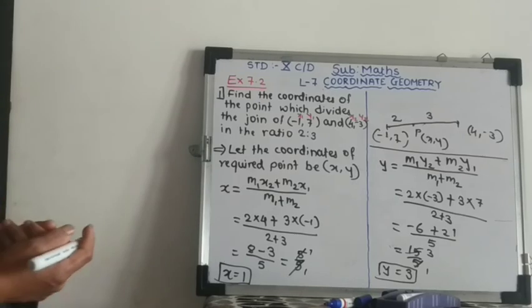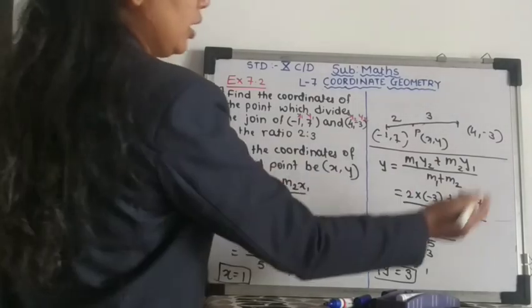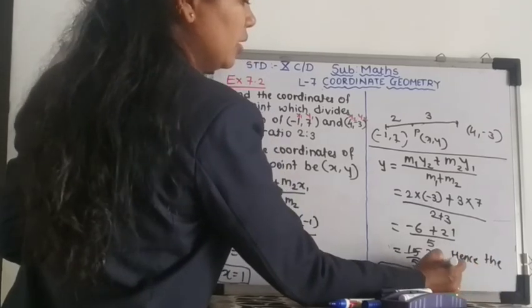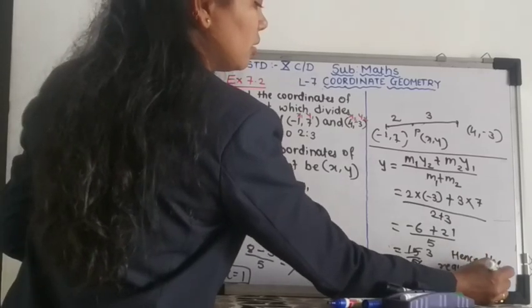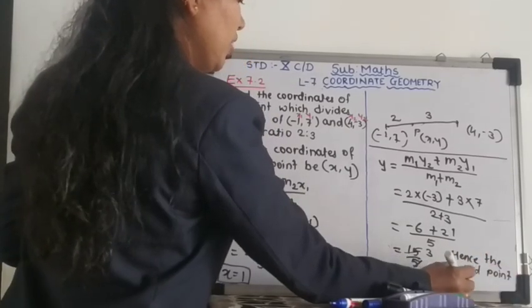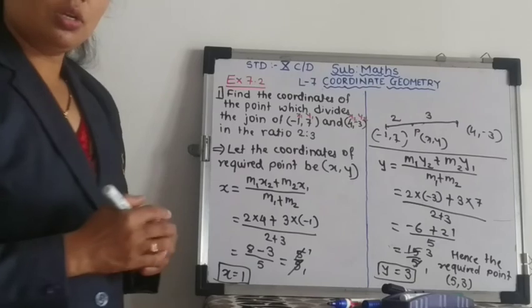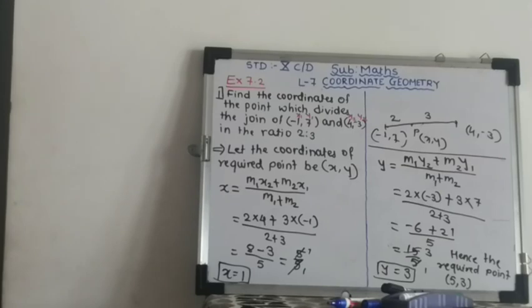So we will write, hence the required point is (1, 3). First write down the x coordinate and then the y coordinate. Understood? So likewise we have solved question number 1. Now the rest of the questions we will see in the next video. Till then just solve the sums based on this section formula. Thank you.